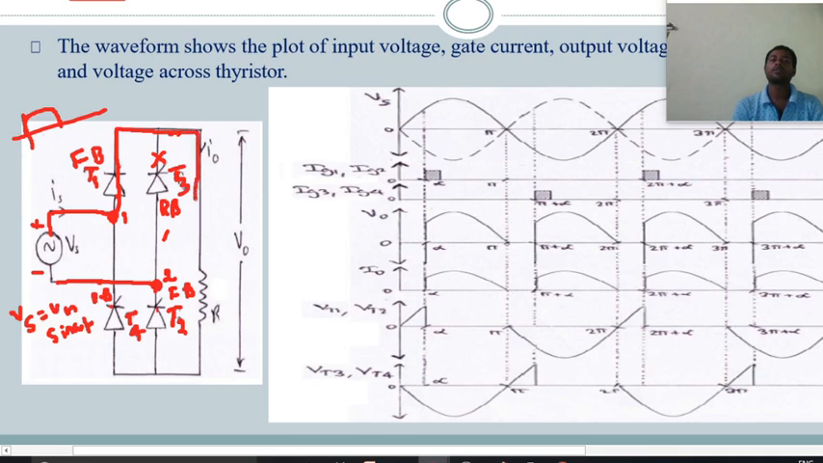And from this one, through the load, again, which one is forward biased? T2. T2 is forward biased, and this is the path. This is the path to flow the output current. So the current entering into the terminal of the load resistance is positive and negative.